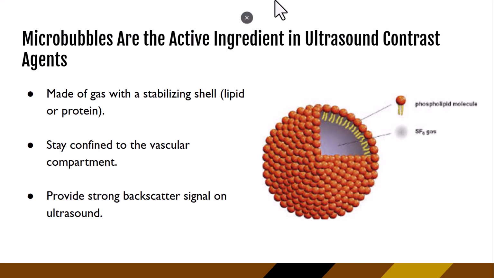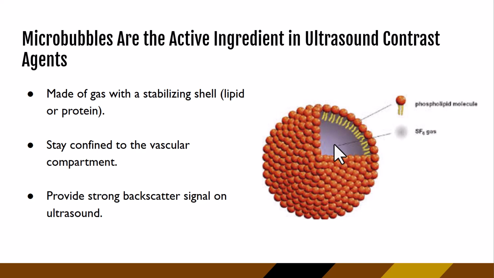So here we have an example of a little bubble. We've got the phospholipid molecule, so that's going to create the shell of the bubble. And that shell needs to be small, it needs to be stable, it needs to be flexible. And then inside of it, it's going to have a gas, and that is the part that is going to expand and contract as it reacts to the ultrasound wave.